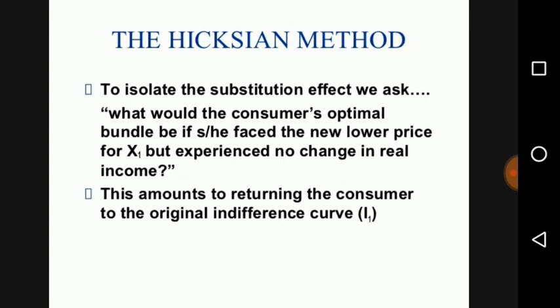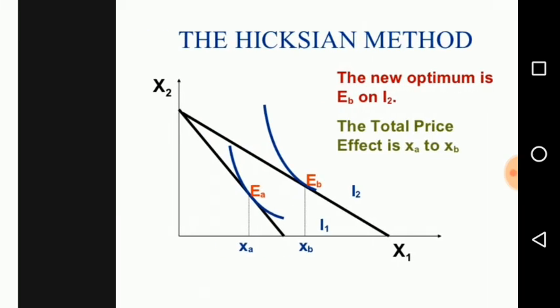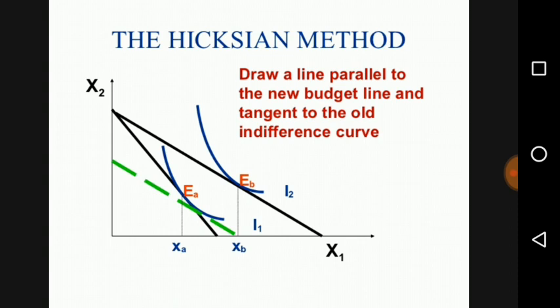Now let's see how the Hicksian method studies these two effects. To isolate the substitution effect, first we need to think about what the consumer's optimal bundle would be if he faced the new lower price for X1 but experienced no change in real income. That is a kind of assumption, because if there is a drop in price, the real income will obviously increase, but in this case we are just assuming that there is no change in real income. So this amounts to returning the consumer to the original indifference curve L1. So we are back on L1.